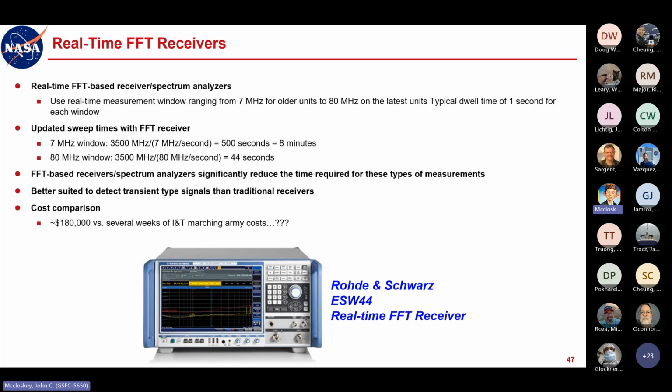And so the cost comparison here: the Rohde & Schwarz receiver was about $180,000 versus several weeks of INT marching army costs. This is how we were able to get 2 of these units. We have 2 of these at Goddard. We've had them for several years now. Just by working through this math and going to project management, saying, whenever it's time to do this test, we could take over a month to do your EMI test, or if we make this investment now, we can do this RE test in well under a day.